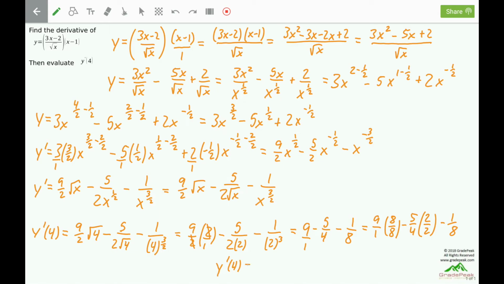So y prime of 4 is going to equal the first fraction, 9 times 8 is 72, over 1 times 8, which is 8. The second fraction, negative 5 times a 2, is a negative 10, over a 4 times a 2, which is 8. And then we have minus 1 over 8. We can now combine these over the common denominator. It's 72 minus 10 minus 1 all over 8. 72 minus 10 is 62, minus 1 more is 61 over 8.